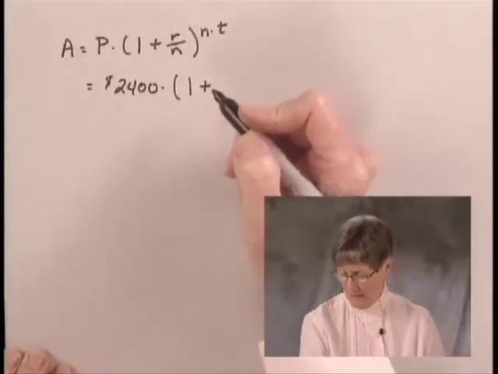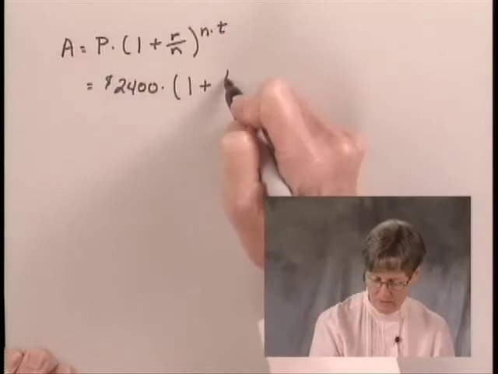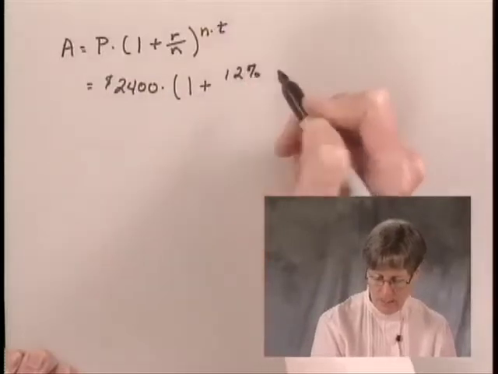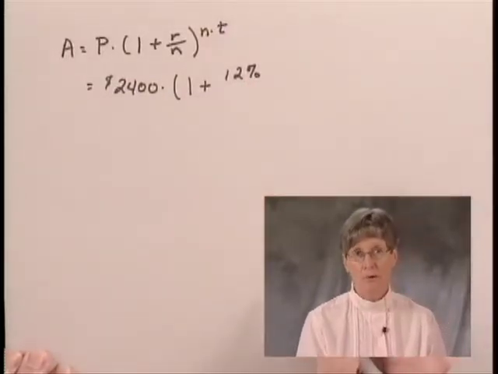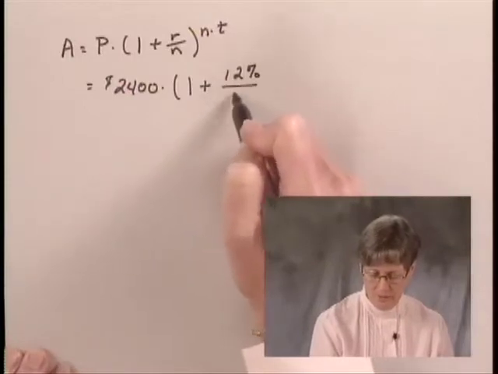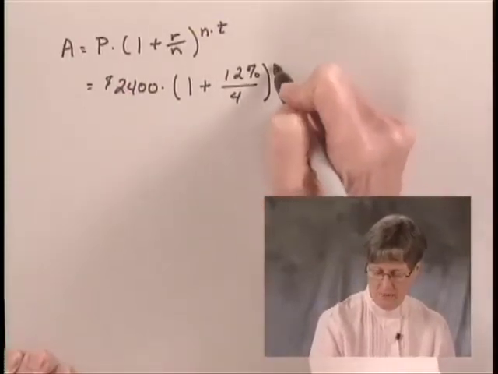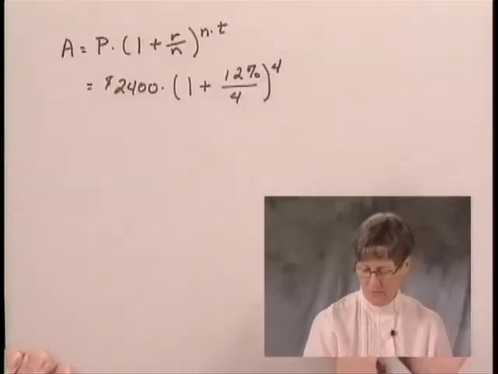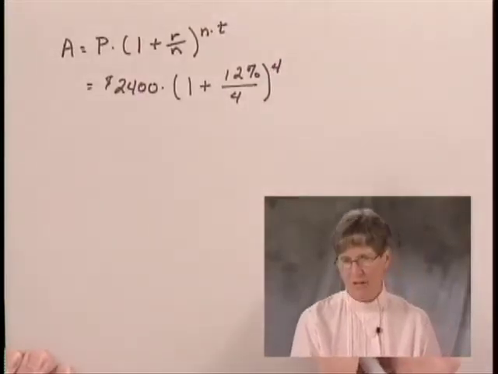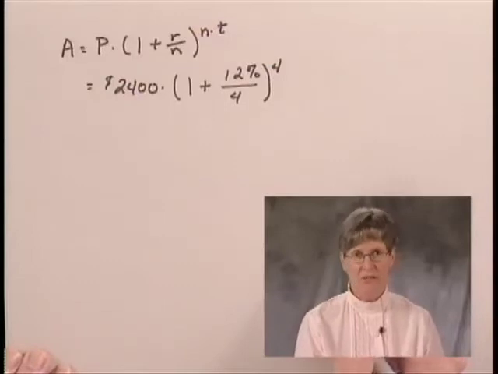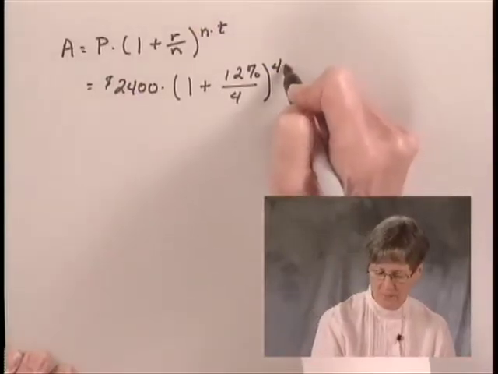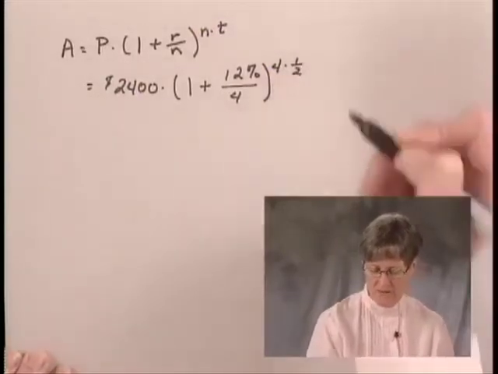We were told that the interest rate is 12%. And this investment was compounded quarterly, so there would be 4 compounding periods every year. So we substitute 4 for N, and we substitute 4 for N in the exponent as well. And we were asked to find how much was in the account after 6 months or after 1/2 year. So we substitute 1/2 for T.